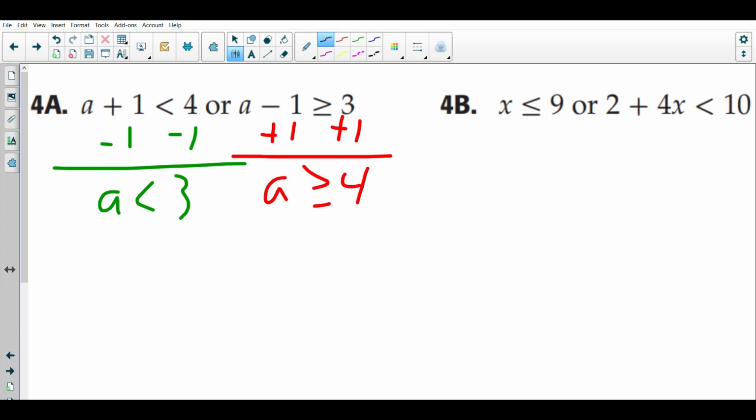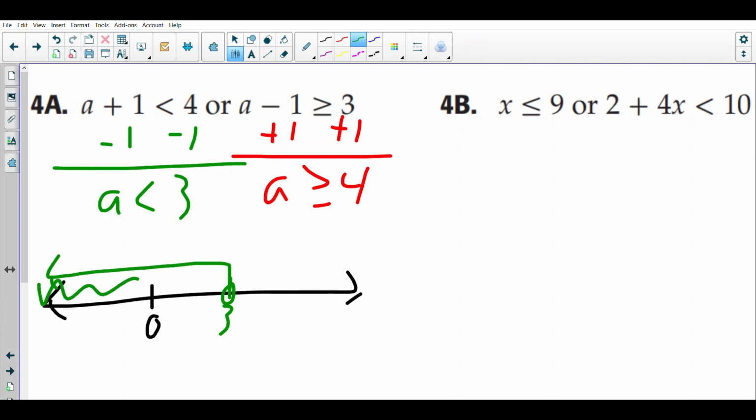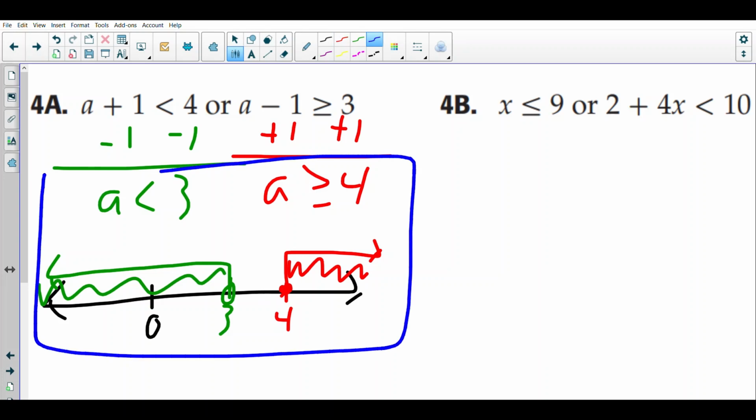So now, graph like normal, graph them separately. Let's start with your 0. All right, so 3, we have an open circle. Follow the arrow on this one. a is greater than or equal to 4. So 4, closed circle, follow the arrow. Typically that's how it's going to work out. And that's all it is. So ORs, they don't have to overlap. It's whatever shows up on the graph. That's all there is.